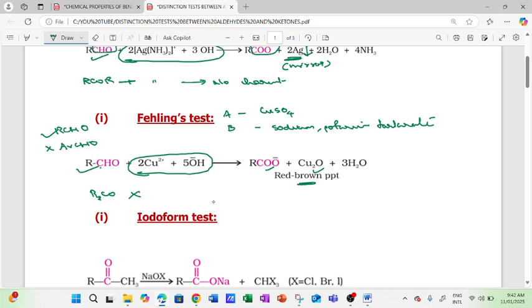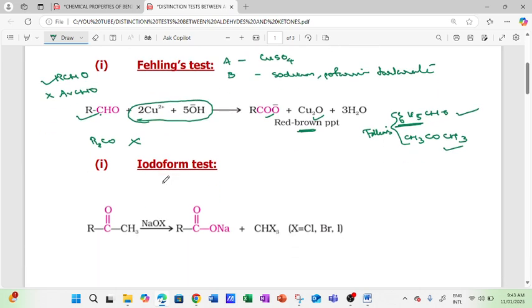For example, if you get a question like benzaldehyde, C6H5CHO, and propanone, CH3COCH3, you may think this is an aldehyde and this is a ketone, so we can go for Fehling's test, but you can't. Why? Because this is aromatic. In this case, you can use only the Tollens test. Why? Because the Tollens test is able to answer both aliphatic and aromatic aldehydes. I hope you understood. I'll be discussing different examples and questions at the end of this.